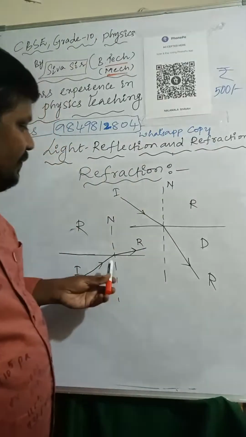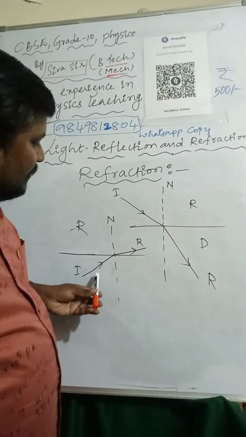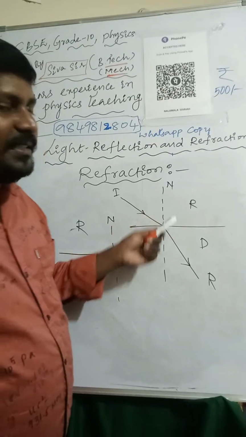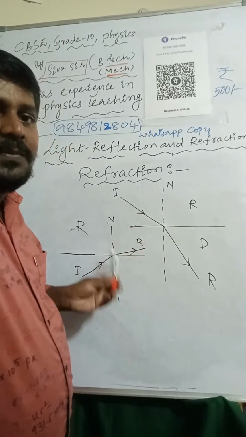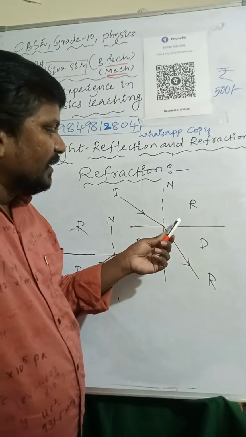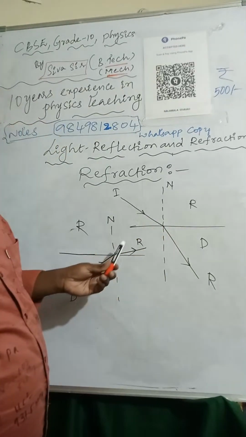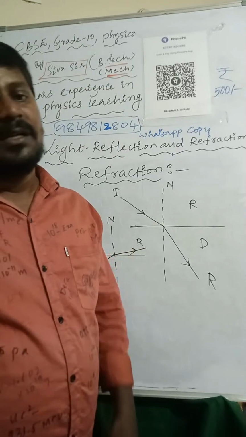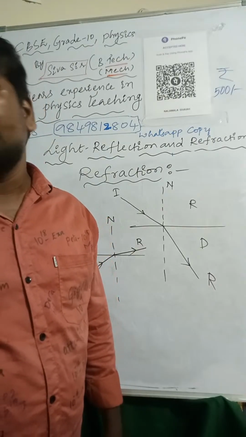Even if it is moving from rarer to denser, it bends towards the normal line. If it is moving from denser to rarer, it moves away from the normal line. Here the speed is decreasing, that's why it moves towards the normal line. Here the speed is increasing, that's why it moves away from the normal line. Clear? Do you have any doubts? Anyone have any doubt? Just let me know.